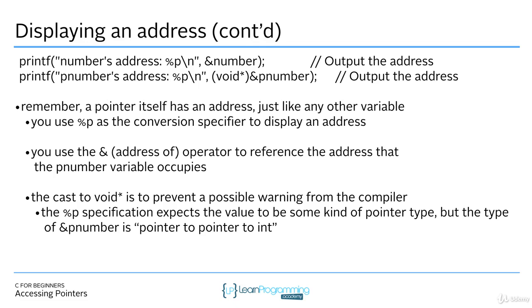And then again, the pointer has a value of an address. The cast to void star is to prevent a warning from the compiler. Specifically, the %p specification expects the value to be some kind of pointer type, but the type of ampersand p number is a pointer to a pointer to int. And so you have to cast it.